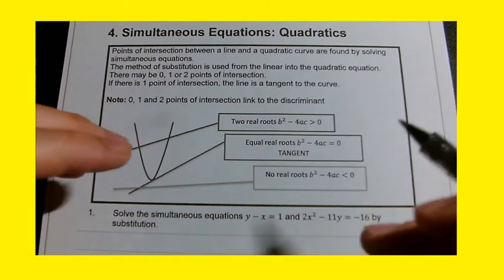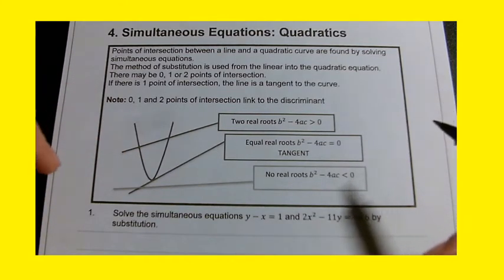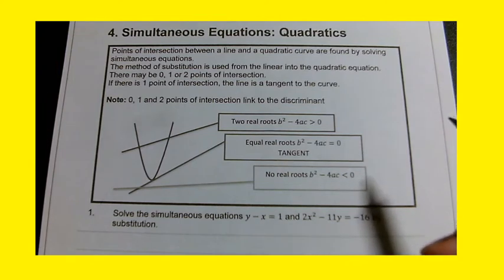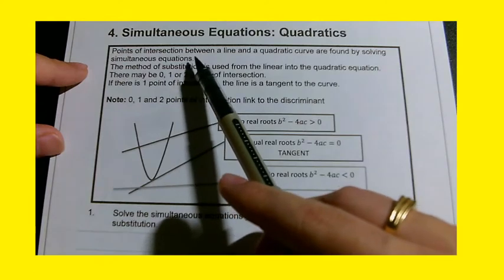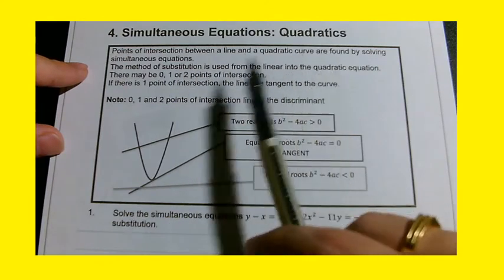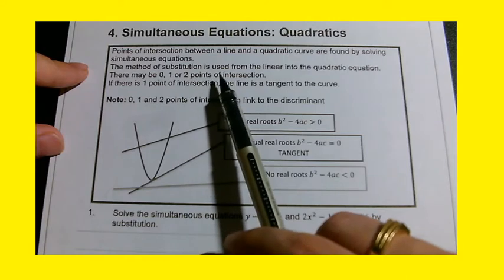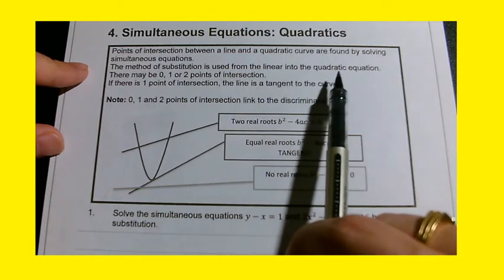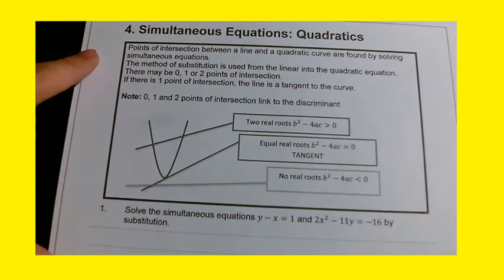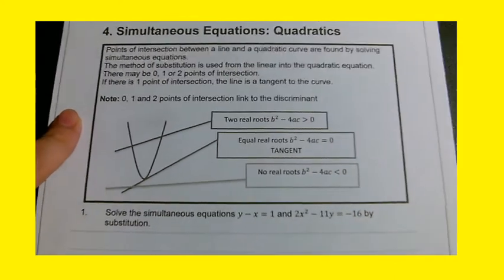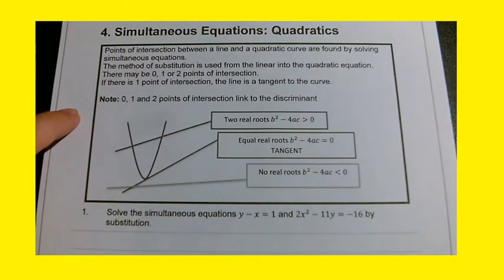Before we get into doing some actual maths, let's just go through some concepts linking simultaneous equations to the previous topic which we've learnt in quadratics, called a discriminant. So we know that the point of intersection between a line and a quadratic curve can be found by solving simultaneous equations. The method of substitution is used from linear into the quadratic equation. So when we do simultaneous equations dealing with a quadratic and a linear, we like to use substitution because they're different types of equations. We can't just eliminate variables when you've got quadratic and linear.